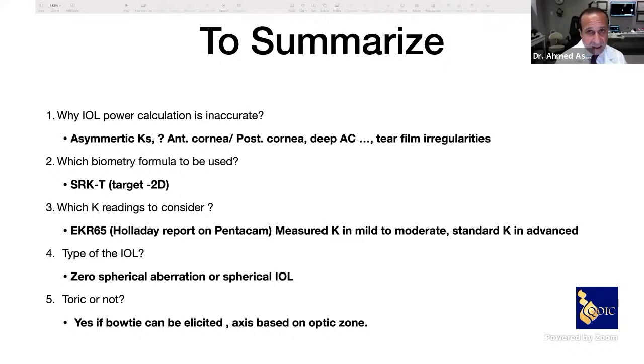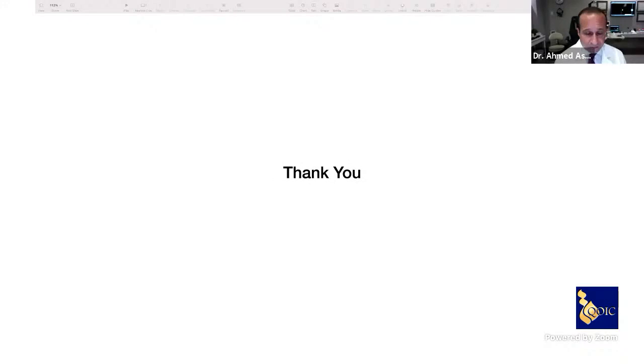Stay away as much as you can from the aspheric lens with negative spherical aberration. We can use a toric IOL if we can elicit a bow tie in the central pupillary zone. And of course, the axis should be based on the pupillary zone or the optic zone, not on the sim K. Thank you very much for your attention.